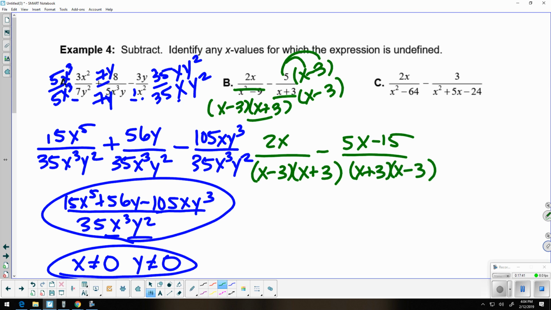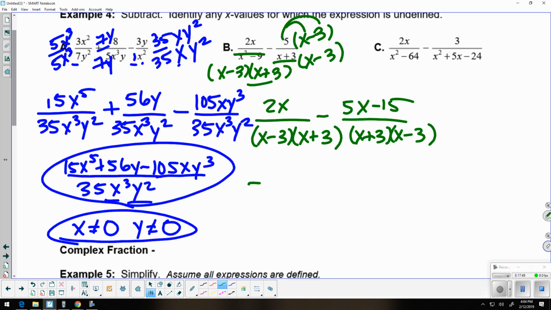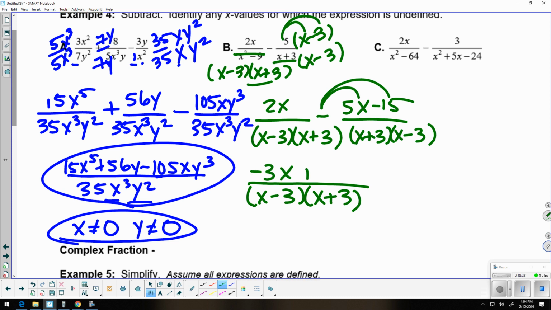Here we go. Okay, so we have the same denominator. They may not be in the same order, but they are matching pairs. So we have our common denominator. So now just keep that, x minus 3, x plus 3. And with subtraction, again, you got to be careful because you're subtracting 5x, then you're also subtracting negative 15. So that would actually be negative 3x plus 15 in my numerator. Okay, so we have our answer.